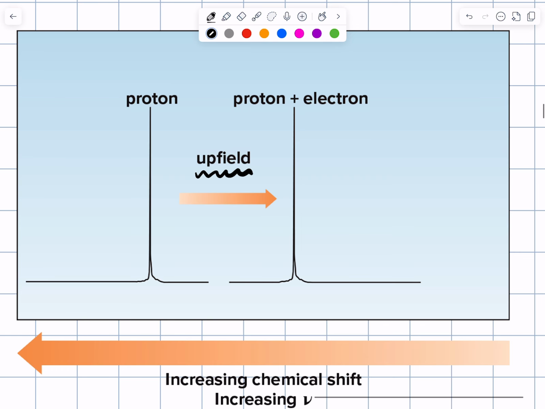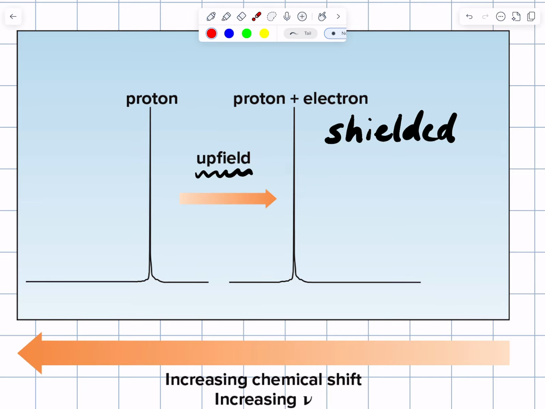Okay. So anyway, a proton in an electron-rich environment will be shielded. There we go. Shielded from the external magnetic field by the electrons. And we say being shielded is being moved in an upfield direction. I don't know where the upfield term comes from. Somebody explained it to me once and it made no sense.